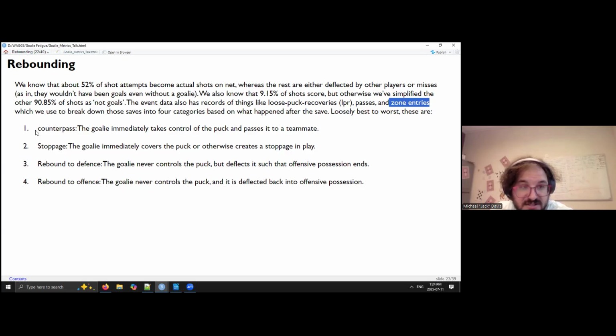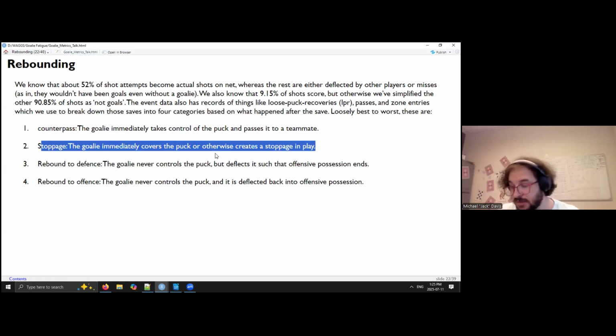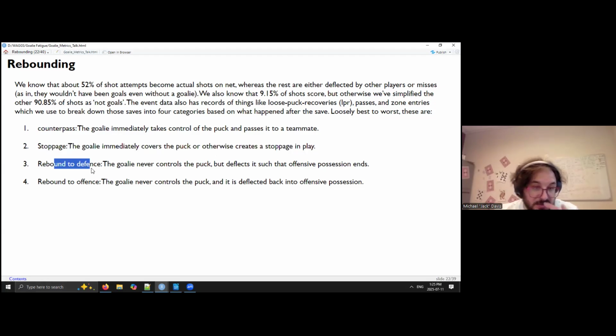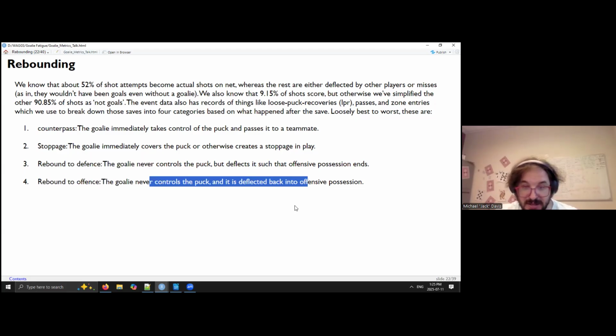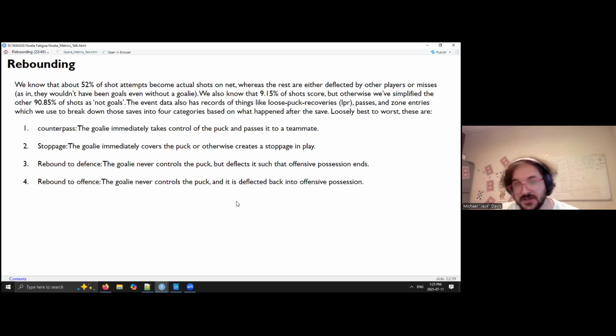So, best to worst outcomes other than goal, right? What is the best save versus the worst save? The best save would be a counter pass. The goalie immediately takes control of the puck and passes it to a teammate in a controlled way. There are stoppages where the goalie covers the puck and otherwise creates a stoppage in play. That's not as good, because even though it stops the assault, it doesn't definitively give control of the puck to the defensive teammate. We can rebound to the defense, so the goalie never actually controls the puck but deflects it in such a way that offensive possession ends. And then the goalie never controls the puck and it's deflected back into offensive possession, which typically opens up another shot.